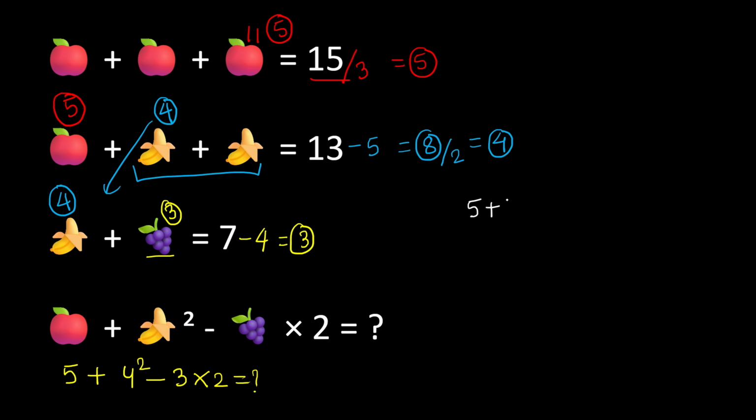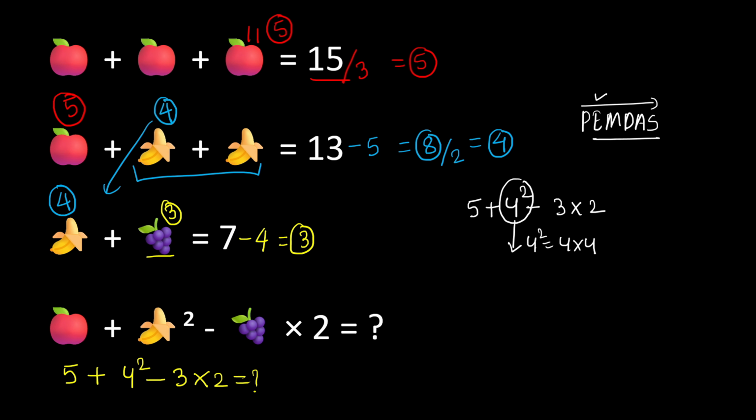5 plus 4 square minus 3 times 2. Here we will use PEMDAS again, and we will operate like this. Here we can see first preference will be given to this exponent part, which is 4 square. That is equal to 4 times 4, which equals 16. So we will simply write 5 plus 16 minus 3 times 2.